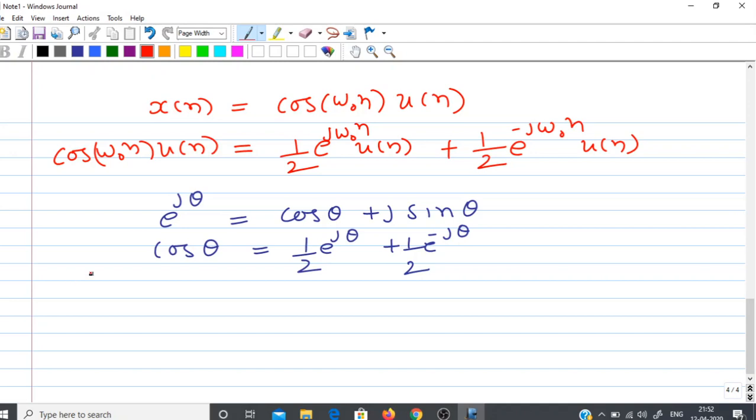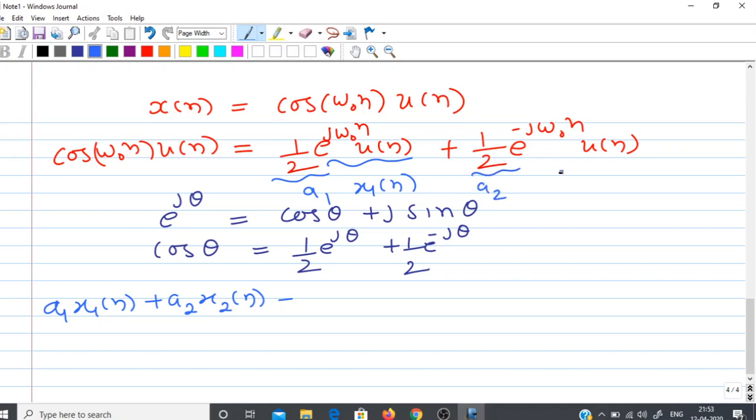Can we find the transform of this sequence using the linearity property? Again, if we compare this sequence with the sequence a1 x1[n] plus a2 x2[n], what is our a1 and what is our a2? This half is like our a1. This e to the power j omega naught n u[n] is like our x1[n]. This half is like a2 and e to the power minus j omega naught n u[n] is like x2[n]. So the z transform of this sequence can be obtained using the linearity property.